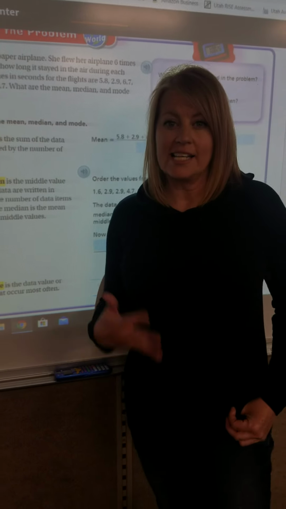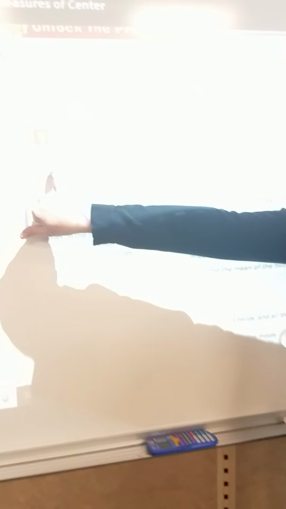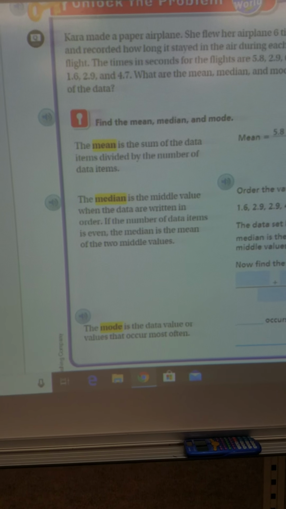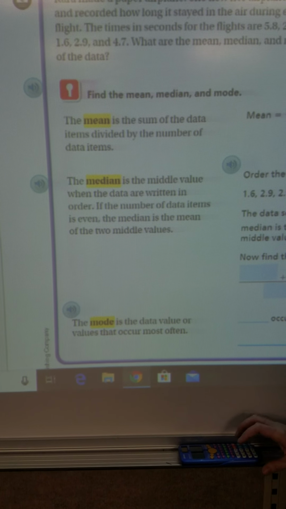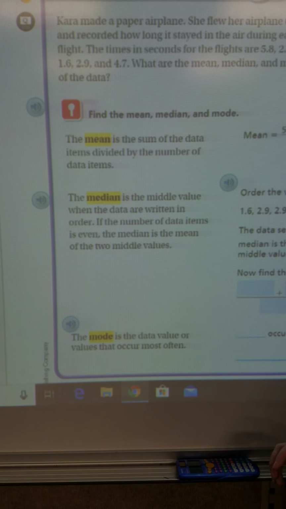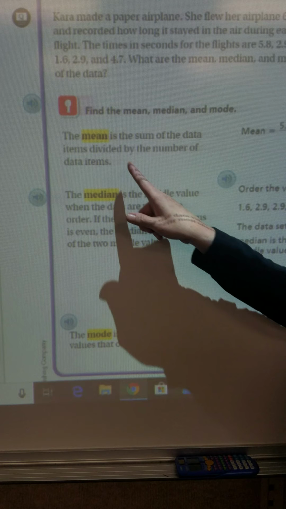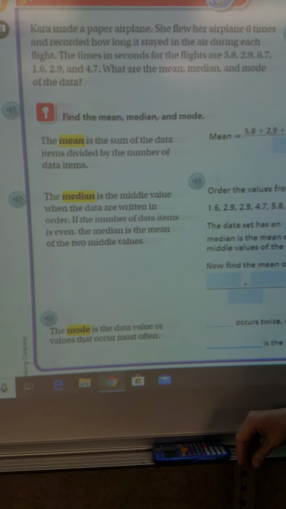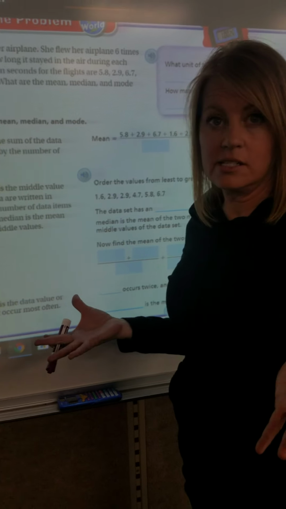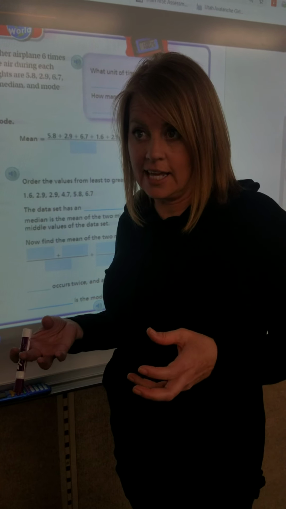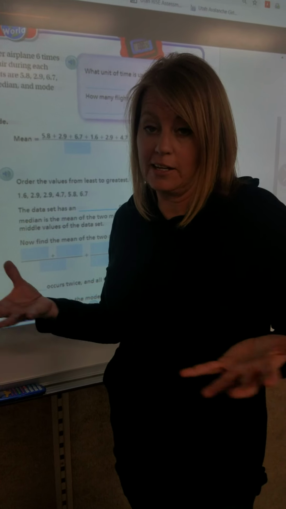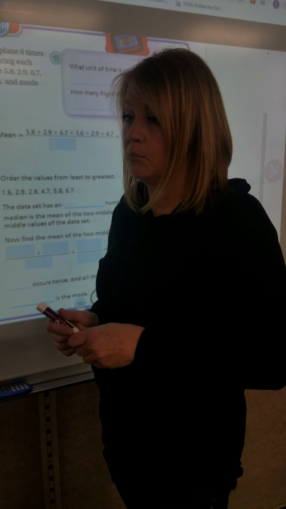So really, boys and girls, that's asking us, what is one number that you could pick to say about Kara's airplane instead of listing all of those data values? Okay, so let's talk about each of those. The mean is the sum of the data. Remember that sum means to add. So it's the sum of the data items divided by the number of data items. If we took all of those numbers, added them together, and then divided, which kind of balances it all out, what would that number be?